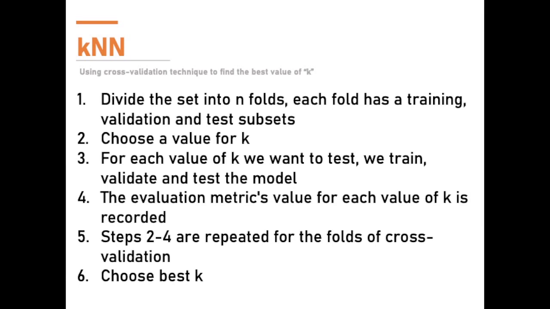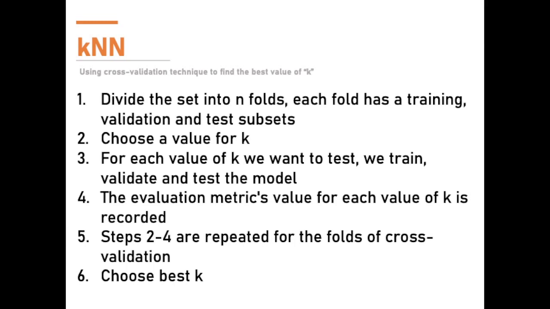First, we divide the set into n folds, and each fold has training, validation, and test subsets. For each value of K we want to test, we need to train, validate, and test the model. The evaluation metric value for each value of K that we are considering is then recorded. And here again, a metric could be, for instance, the model's accuracy.